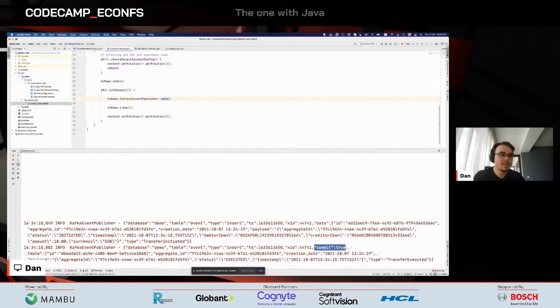Then, of course, we have the data, and the data in our case is the exact event ID, event row. It has a unique ID, it has a creation date, it has a payload, which will be published to Kafka, and it has the topic, which, for example, is called transaction executed.